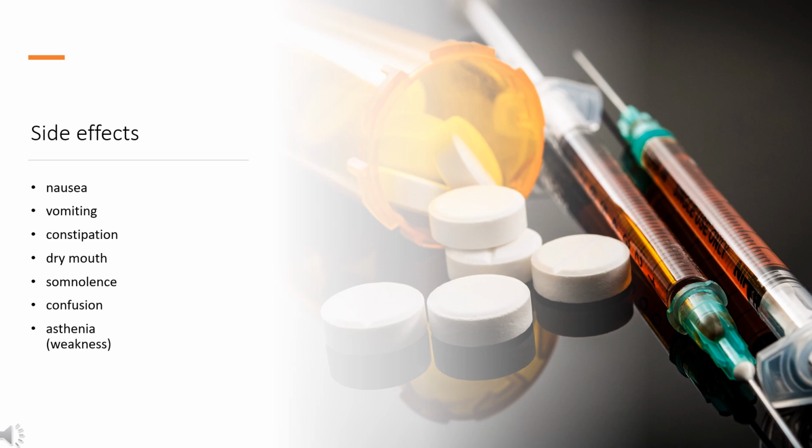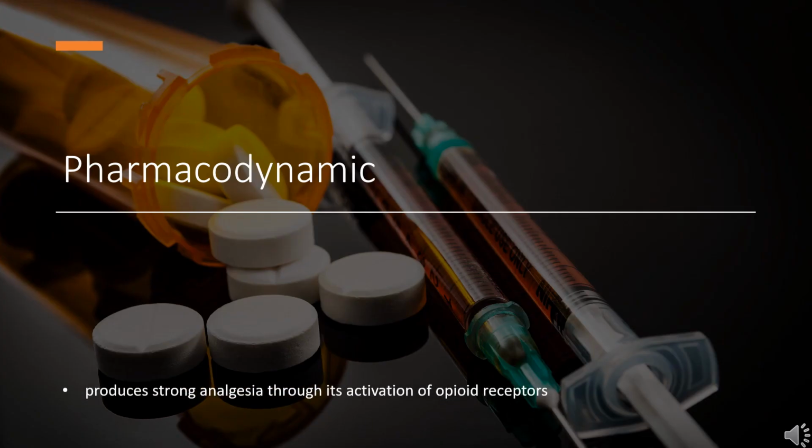Side effects. Fentanyl's most common side effects, which affect more than 10% of people, include nausea, vomiting, constipation, dry mouth, somnolence, confusion, and asthenia (weakness). Less frequently, in 3 to 10% of people, fentanyl can cause abdominal pain, headache, fatigue, anorexia and weight loss, dizziness, nervousness, anxiety, depression, flu-like symptoms, dyspepsia (indigestion), shortness of breath, hypoventilation, apnea, and urinary retention. Fentanyl use has also been associated with aphasia.